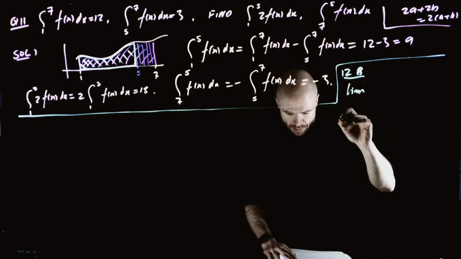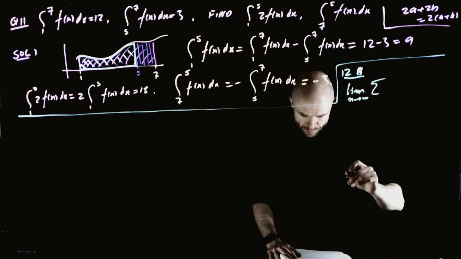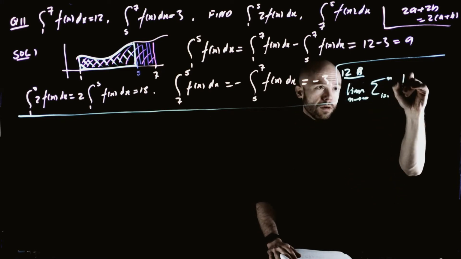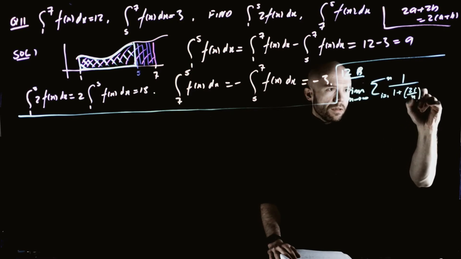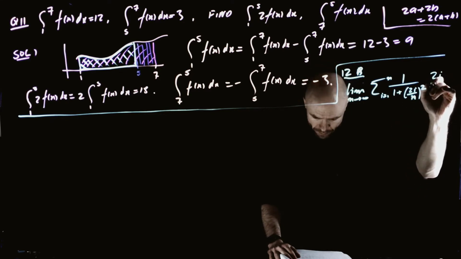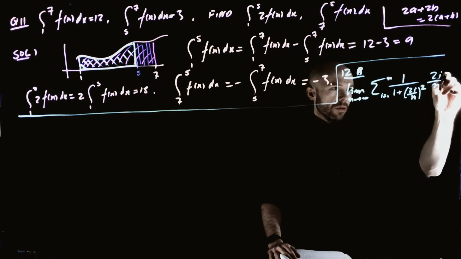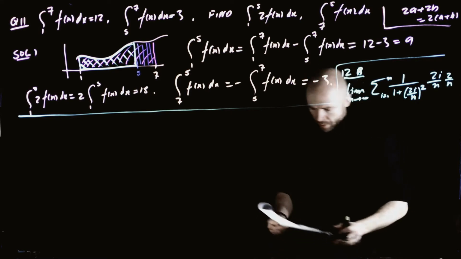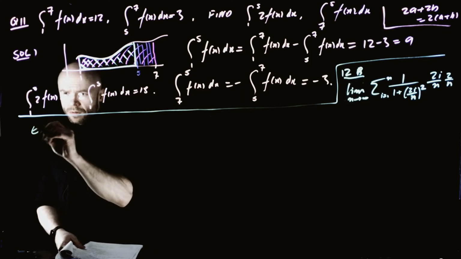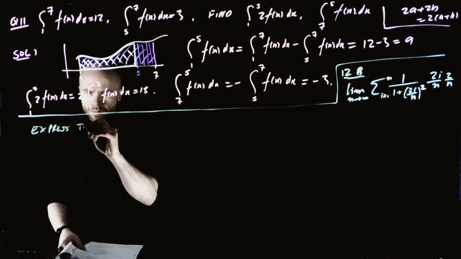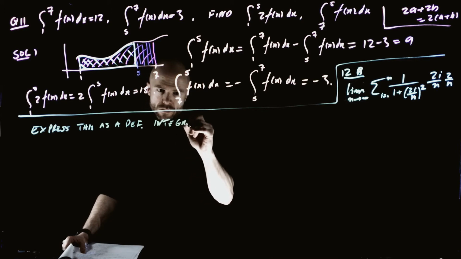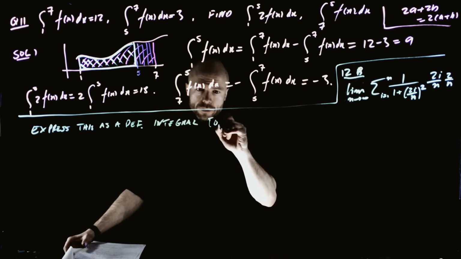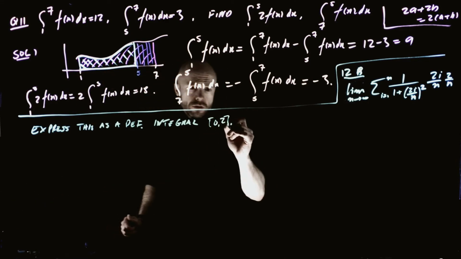The limit as n goes to infinity of the sum from i equals 1 up to n of 1 over (1 plus 2i over n) squared, times 2 over n. And then it says, express this as a definite integral. And it even tells us over what, so we can figure it out, as I'll show you. Over 0 to 2. Okay.